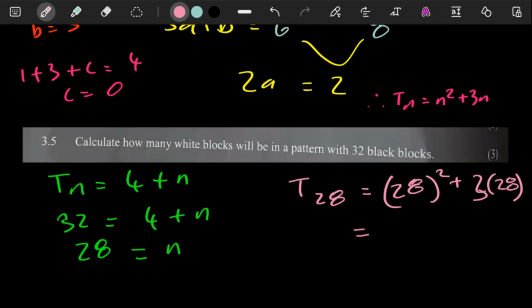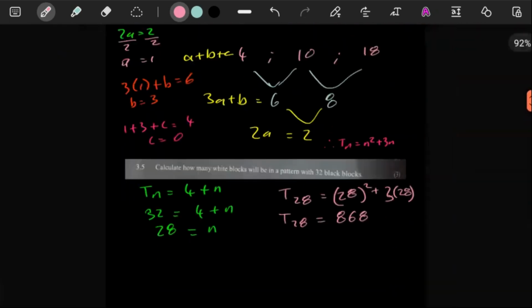We are getting something pretty interesting, I guess. So we're getting here 868. 868. That's T28. And that's the answer that we are getting. 3 points. Let's move on to the next question.